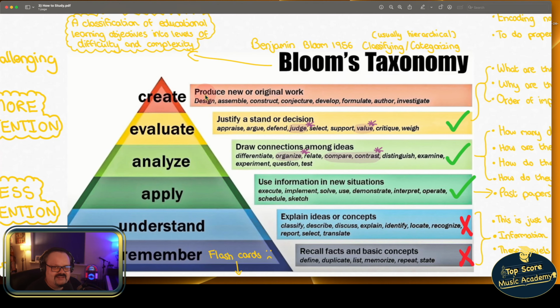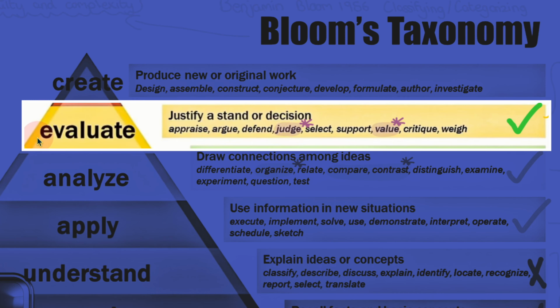That doesn't really apply too much to you guys at GCSE and A-level. I suppose for your compositions though it does, because you are creating a new work in your compositions. So design, assemble, construct, conjecture, develop, formulate, author, investigate. That's the creation part. The next two you'll hopefully recognize that we've already looked at is when you evaluate the information. When you try to justify a stand or a decision, when you appraise, argue, defend, judge, select, support, value, critique, and weigh.